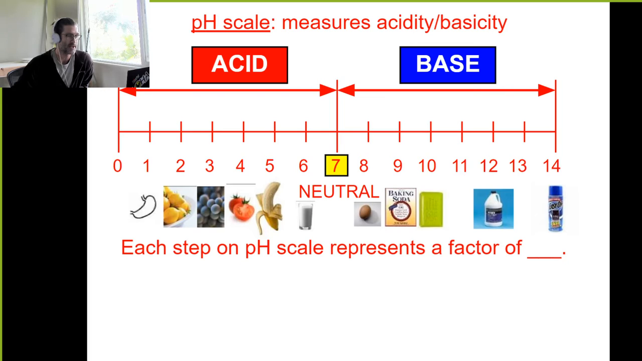Each step on the pH scale... Here's a question. Each step on the pH scale represents a factor of what? This is a numerical value. I'll give you a hint: it starts with a 1 and ends with a 0. What is it? I got a 10. Somebody said 10. Yes, it is 10. 10, of course, starts with a 1 and ends with a 0.